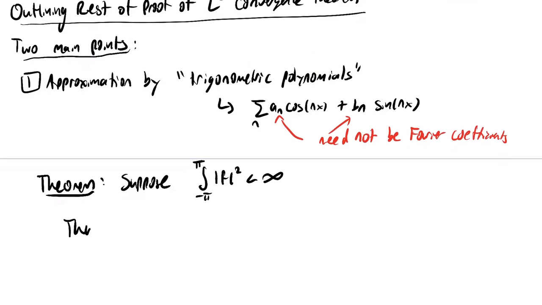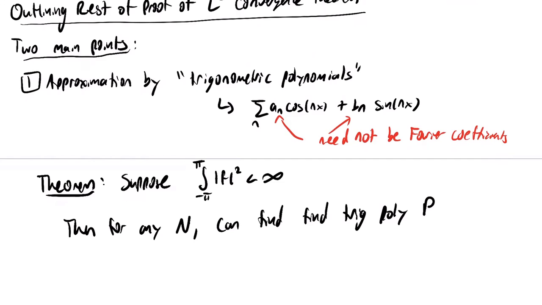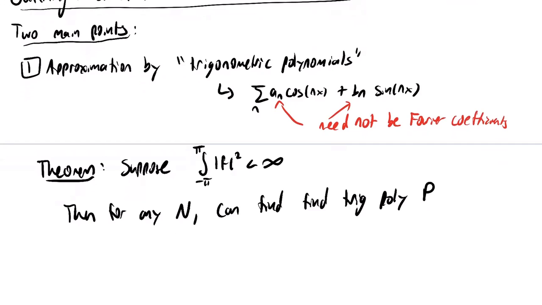So for any capital N, we can find a trig polynomial P with, if I look at the L2 difference of f minus P, that this is always smaller than 1 over N. And so as N gets very large, this means that I have a bunch of trigonometric polynomials which are getting very close to my function in this sense.